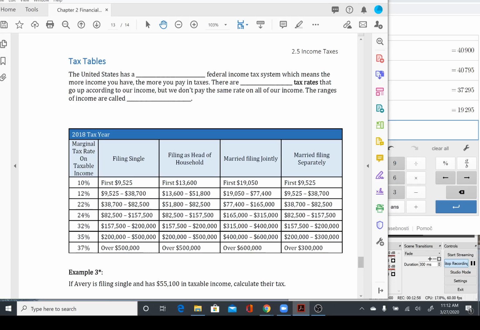The United States has a progressive federal income tax system, which means that the more income you have, the more you pay in taxes. There are marginal tax rates that go up according to your income. But we do not pay the same amount on all of our income. The ranges of income are called brackets or margins.